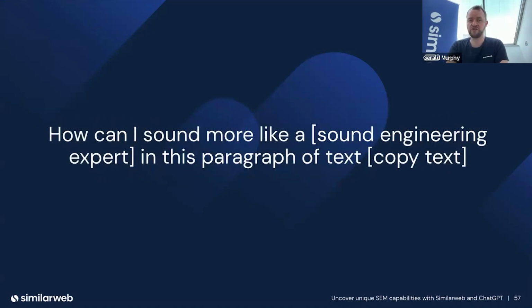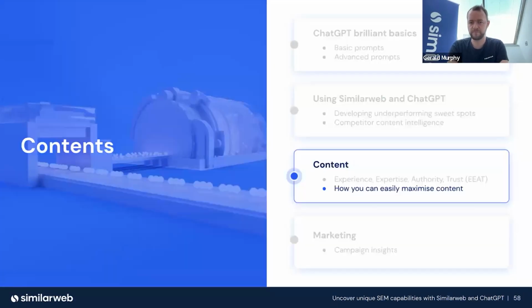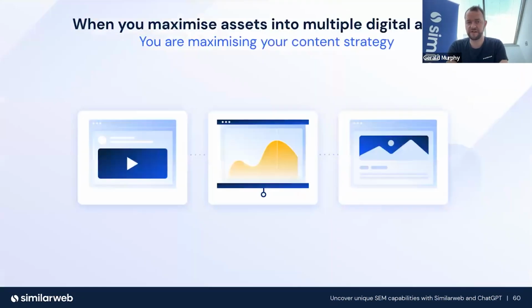Another way in which you can do this is, for example, really enhancing a paragraph of text. So how can I sound more like, for instance, a sound engineering expert in this paragraph of text? Simply copy and paste the text, and it will actually help you to sound more like an expert, which you can also name. And critically, this helps you to maximize your content itself.